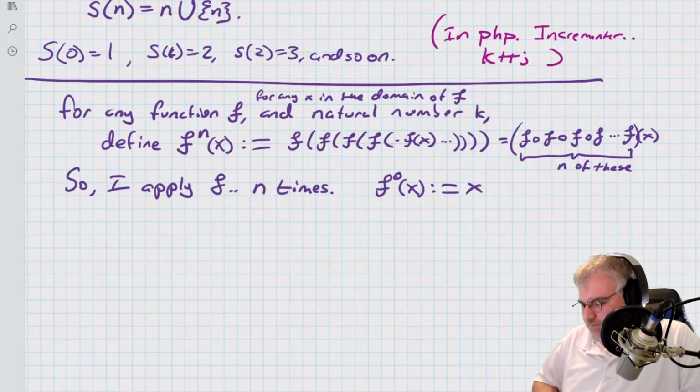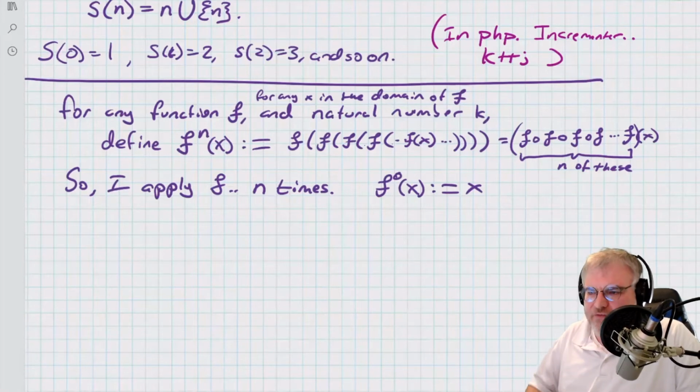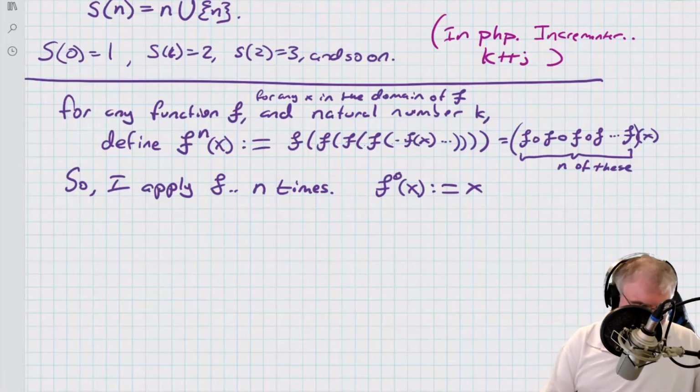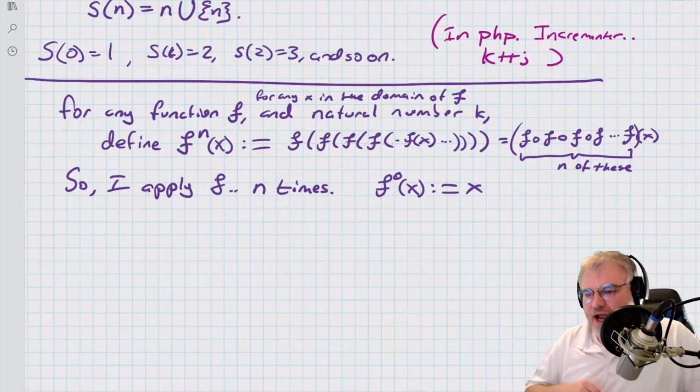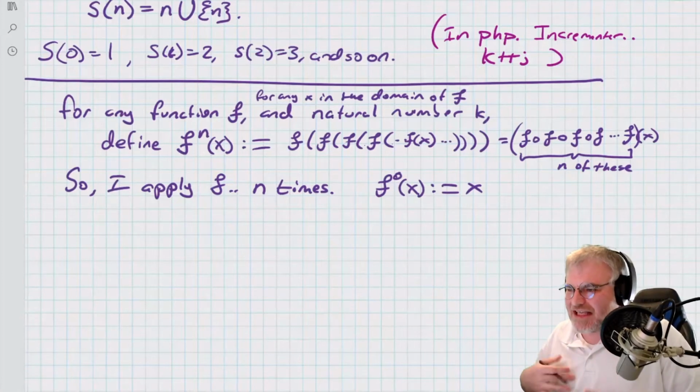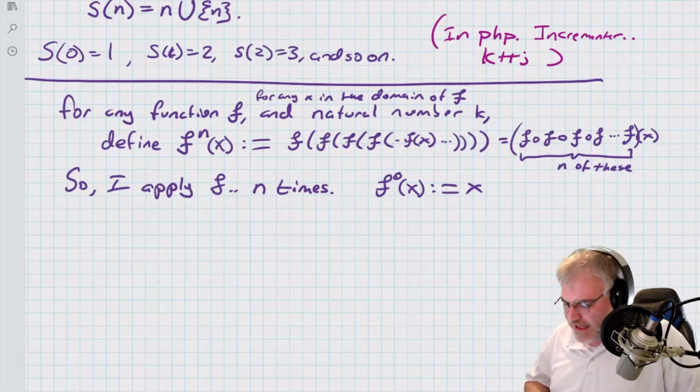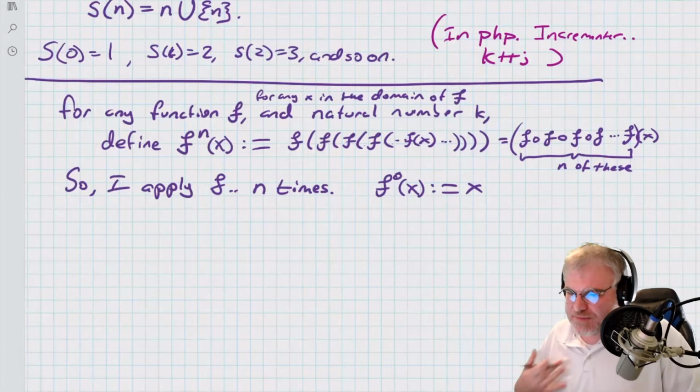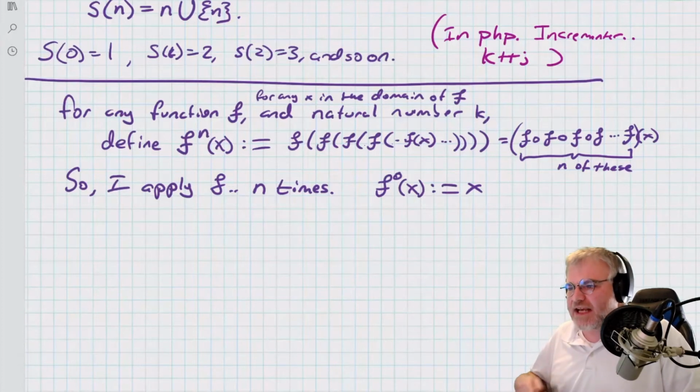Okay. So how do we feel about this? This is notation that just means I'm going to apply f n times. For a function, it's not really an exponent, it's a superscript. I'm not doing an exponent, I'm doing a superscript.